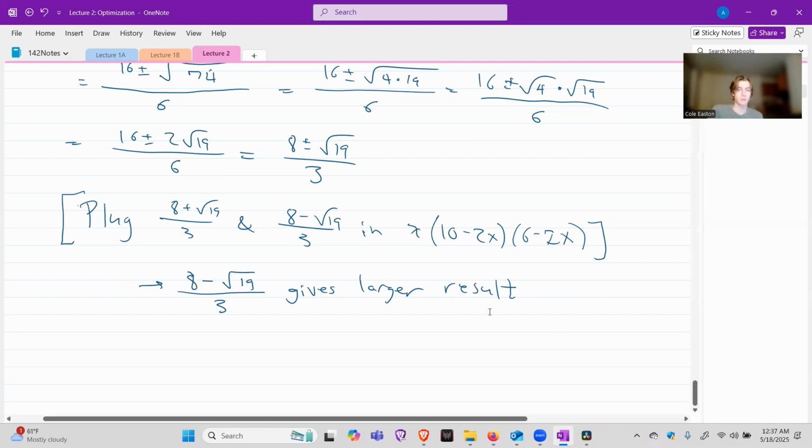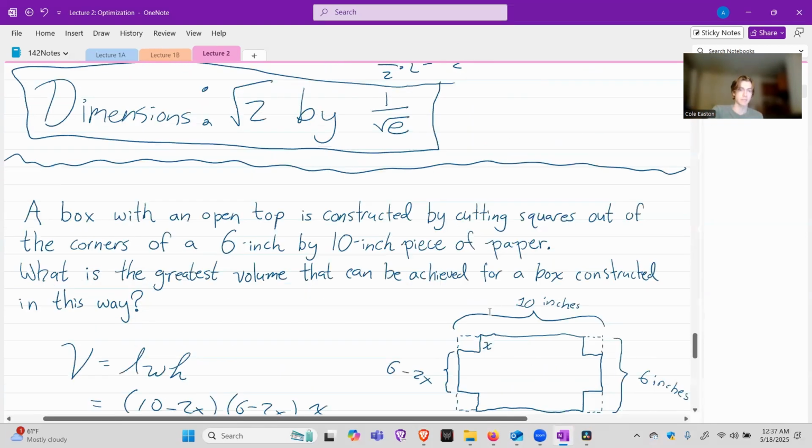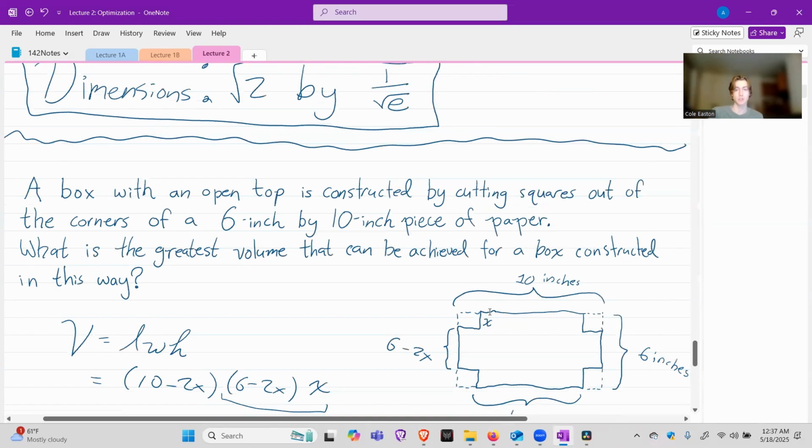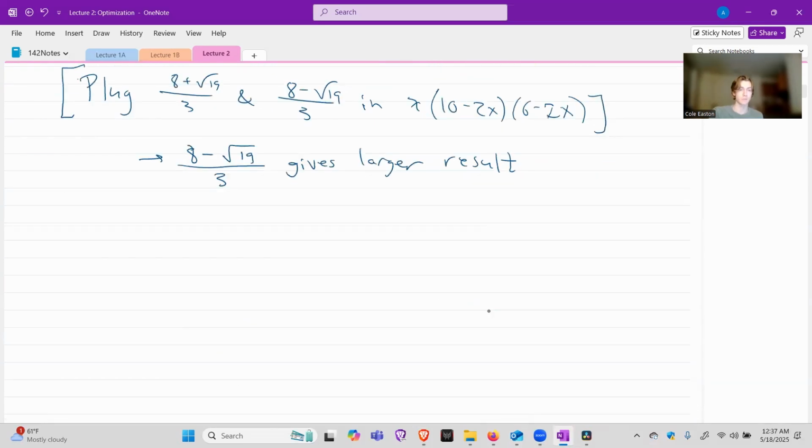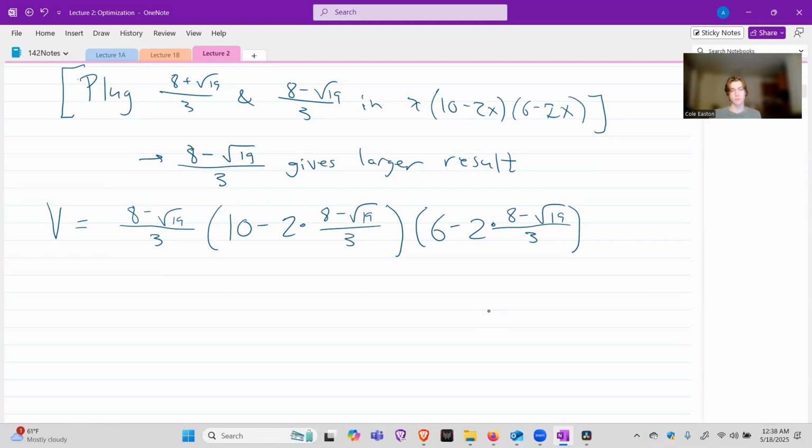And if we look back at what the problem asks us, it says, what is the greatest volume that can be achieved for a box constructed in this way? So the maximum volume is what happens when we plug that number into our volume formula. So it's going to be 8 minus root 19 over 3 times 10 minus 2 times 8 minus root 19 over 3 times 6 minus 2 times 8 minus root 19 over 3.